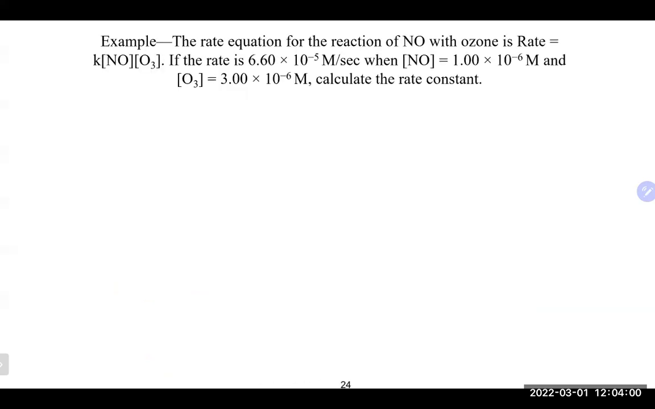All right, so why don't you try this one? The rate law for this reaction has a rate that is 6.6 times 10 to the minus 5 when the concentration of NO is 1 times 10 to the minus 6 and O3 is 3 times 10 to the minus 6. What is the rate constant?